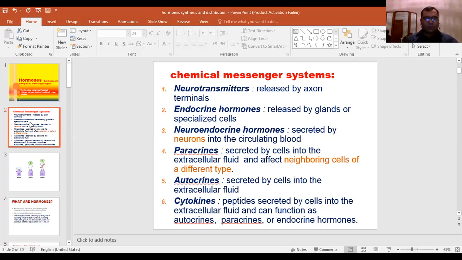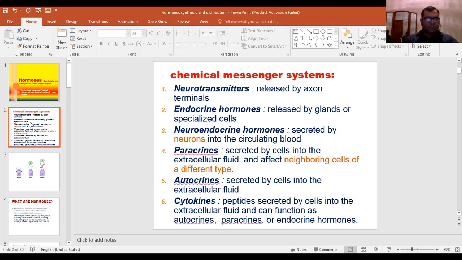First of them is neurotransmitters, released by axon terminals of neurons into the synaptic junctions and acting locally to control nerve cell functions. Second, endocrine hormones, released by glands or specialized cells into the circulating blood, influence the function of cells at another location in the body. Third is neuroendocrine hormones, secreted by the neurons into the circulating blood, influencing the function of the cells at another location in the body.